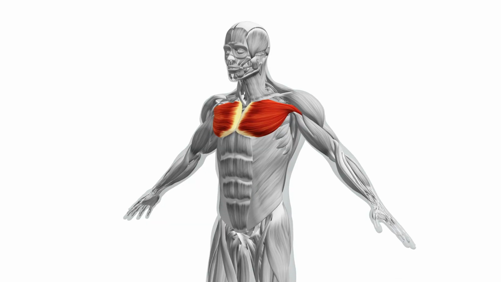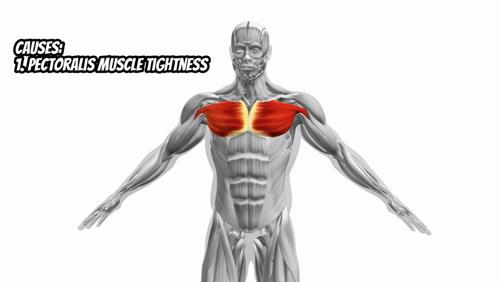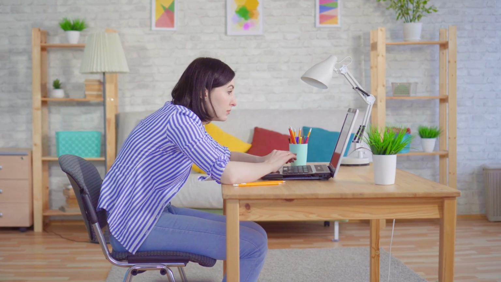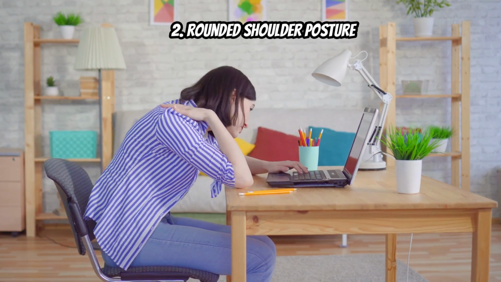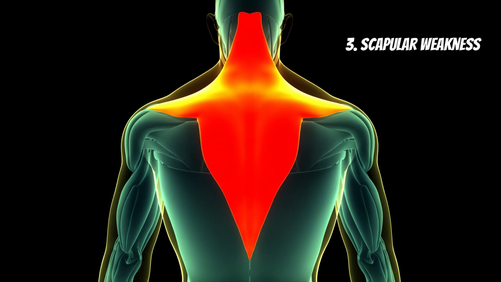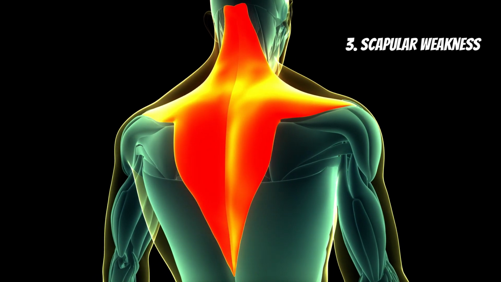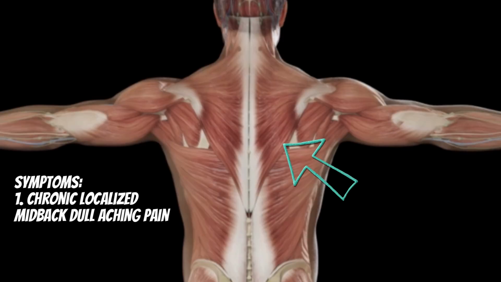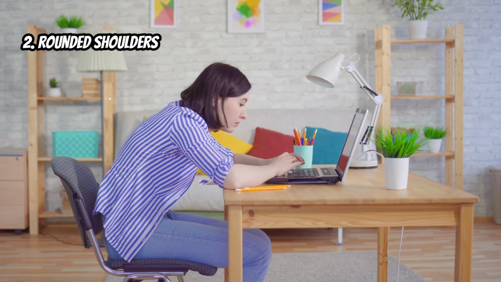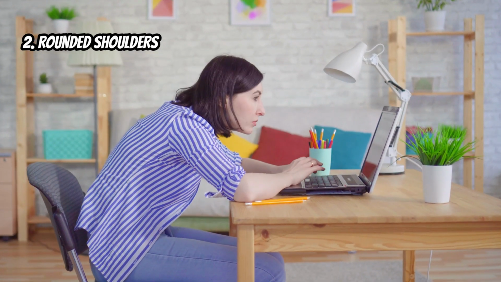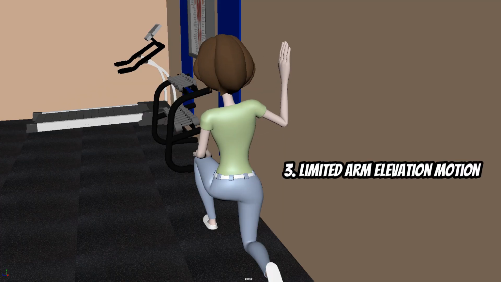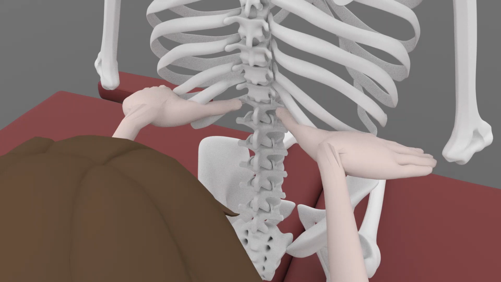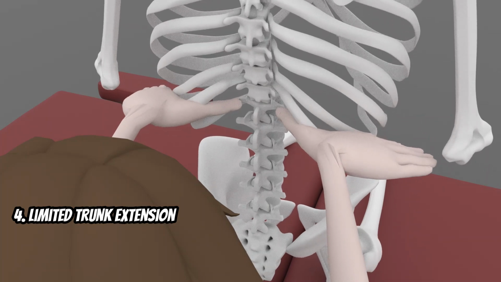The cause of this can be due to pectoralis muscle tightness, faulty rounded shoulder posture in sitting, and mid-back or scapular weakness. This can bring about a chronic, localized dull aching pain on the mid-back. There will also be a presence of rounded shoulders during postural assessment, with limitation of motion seen towards shoulder flexion and thoracic extension. The assessment for a flexed thoracic vertebrae.